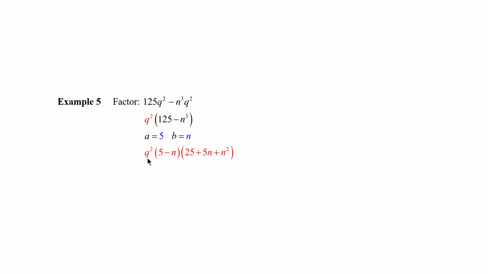We have our final answer, which is q squared times the parentheses 5 minus n times the parentheses 25 plus 5n plus n squared.